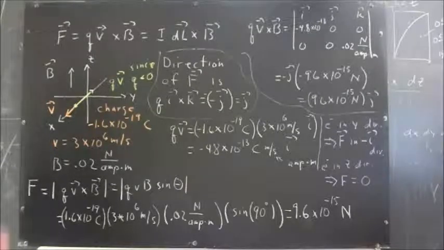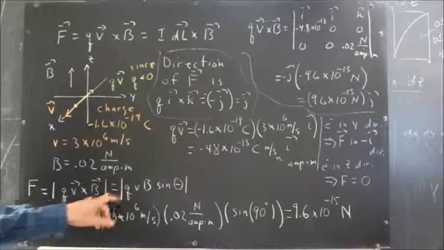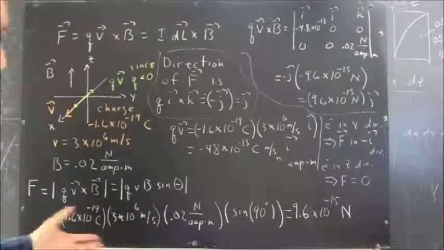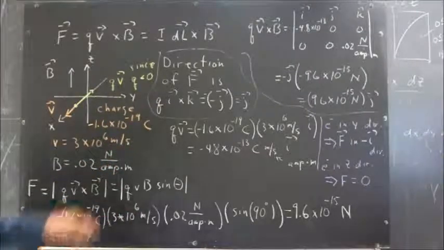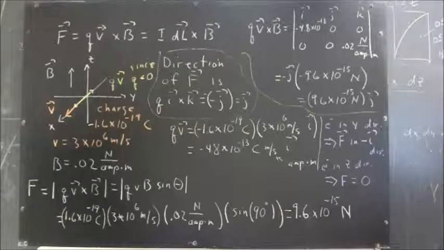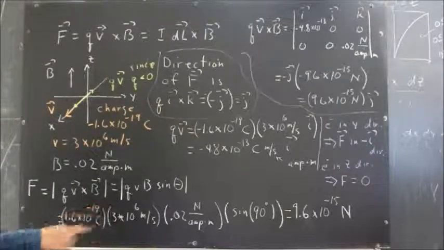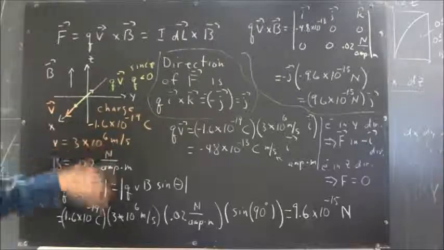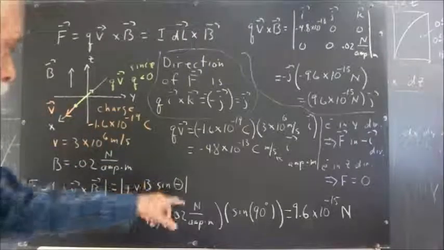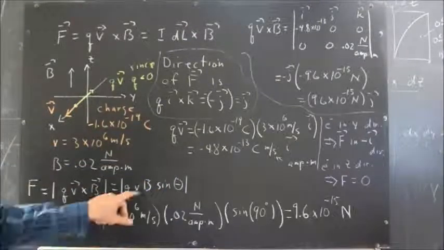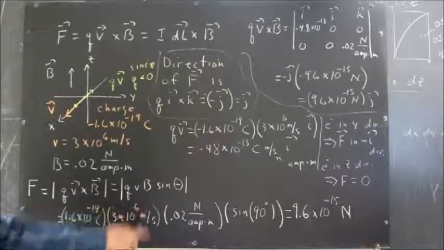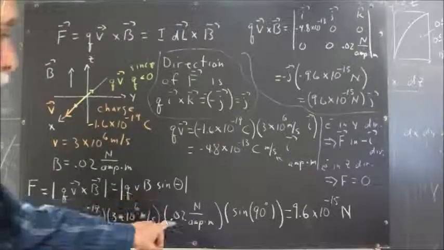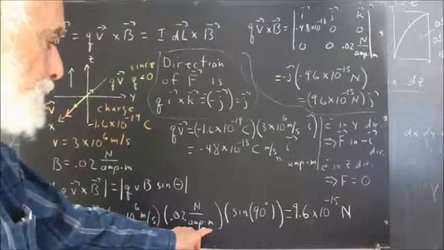Okay, now what is that? Well, first of all, what's q? And it took me a long time to drag this out of people in class, but I wanted to get some kind of interaction going. Okay, well, q is, as given, 1.6 times 10 to the negative 19th coulombs, and actually that's not q. q is negative, but we're doing a magnitude here, so we're just going to take the magnitude of each quantity. The velocity is 3 times 10 to the 6 meters per second, and B is 0.02 newtons per amp meter.